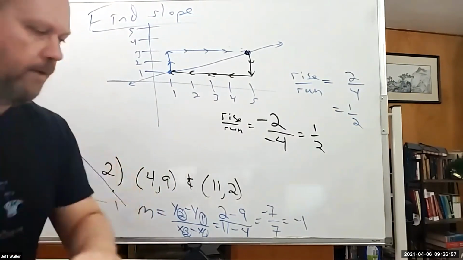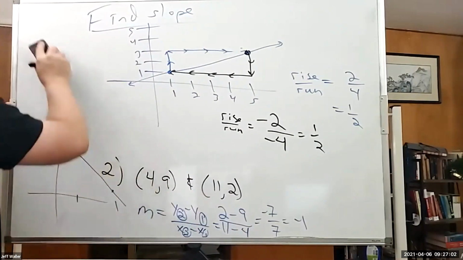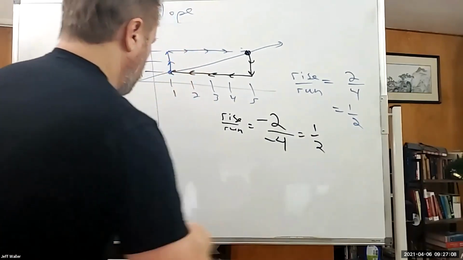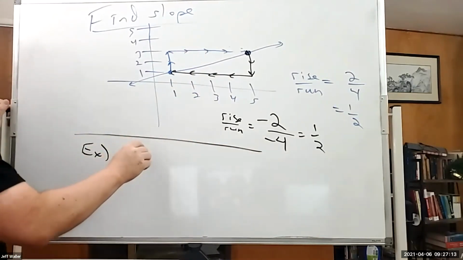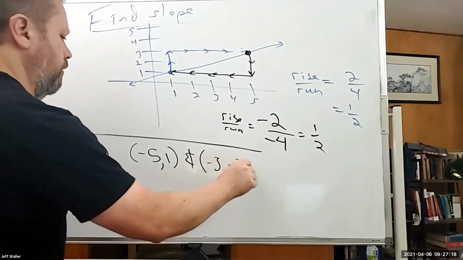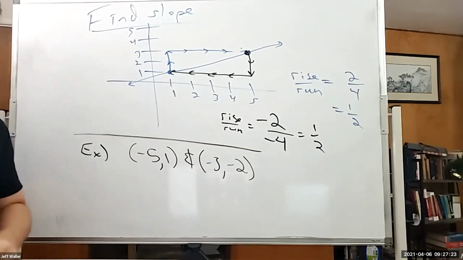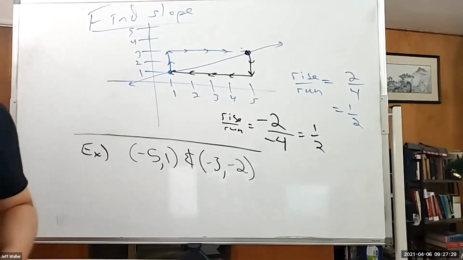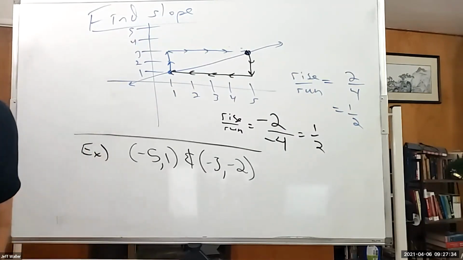Okay, so let's do one more of these because I kind of avoided negatives for a little bit. So what if I had these 2 points? All right. Find the slope between those 2 points. Nothing changes. You do the exact same thing that you just did. Just because there's negatives doesn't change anything.